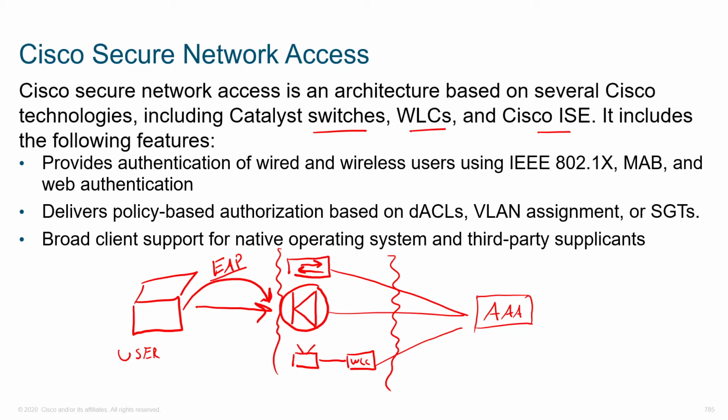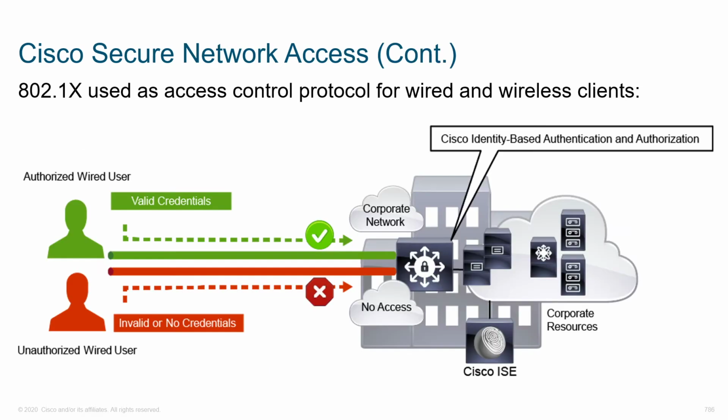Additionally, you could pull this off using a native client. There's an 802.1x supplicant built into most operating systems, but you can get some more features out of it if you use Cisco AnyConnect, which also works on many operating systems. So what's cool is from a user perspective, when they authenticate to the network, they'll use AnyConnect, and it'll feel the same whether they're local or remote. This is really neat. So 802.1x is used as an access control protocol for both wired and wireless clients.